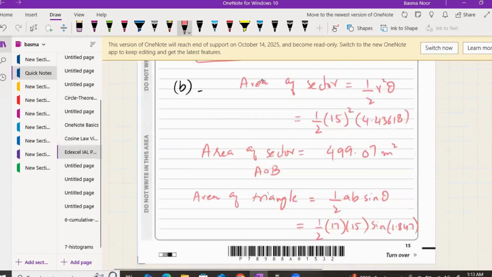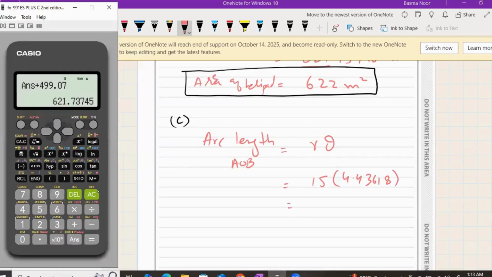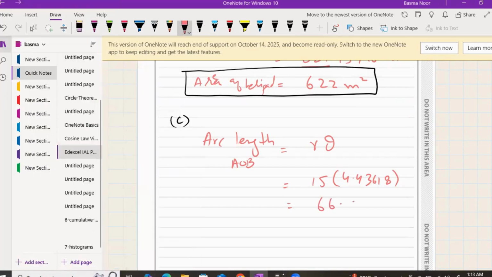4.43618. So 4.43618 times 15 will get you 66.5427. You don't round the numbers right now, just round the whole answer, otherwise there will be a difference in the answer. Okay, this is the arc length.